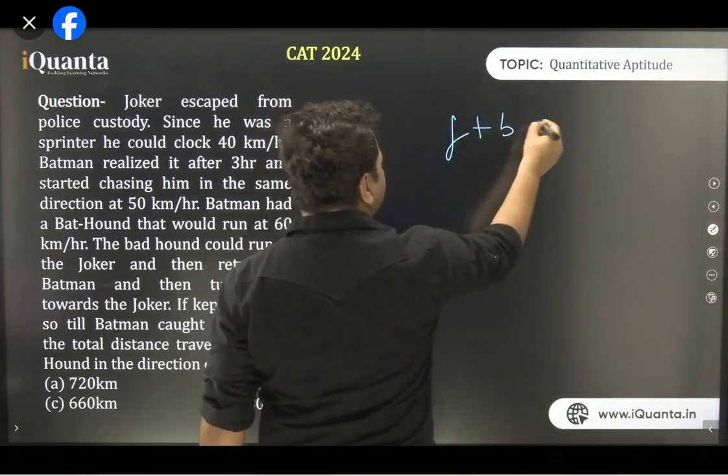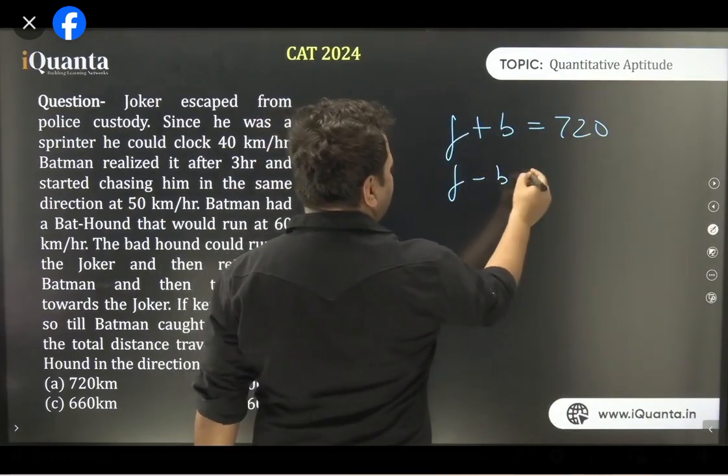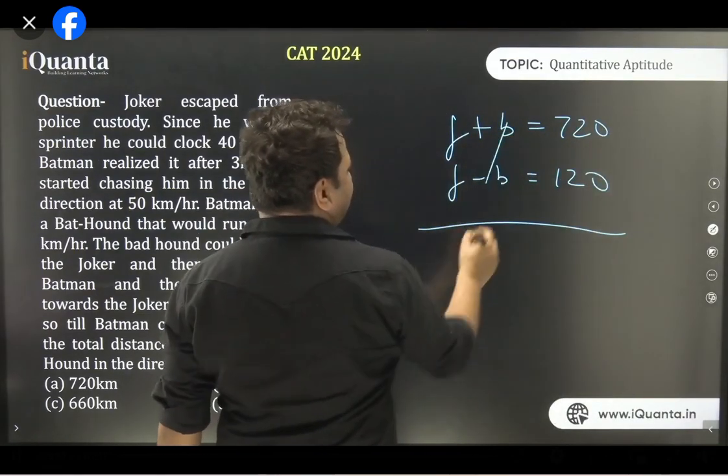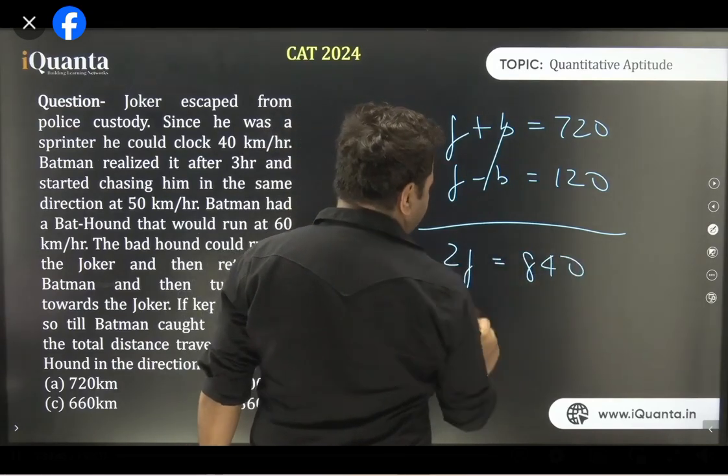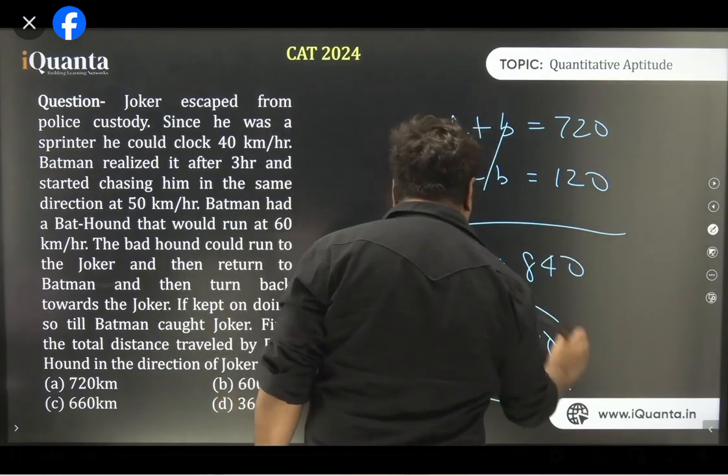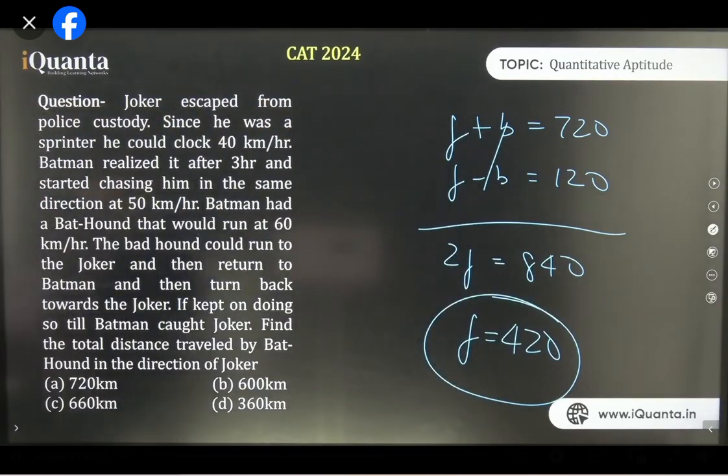So F plus B is 720 and F minus B was 120. If I add them both, I'll get 2F is equal to 840, which means F will be equal to 420 kilometers. Answer is 420. All right?